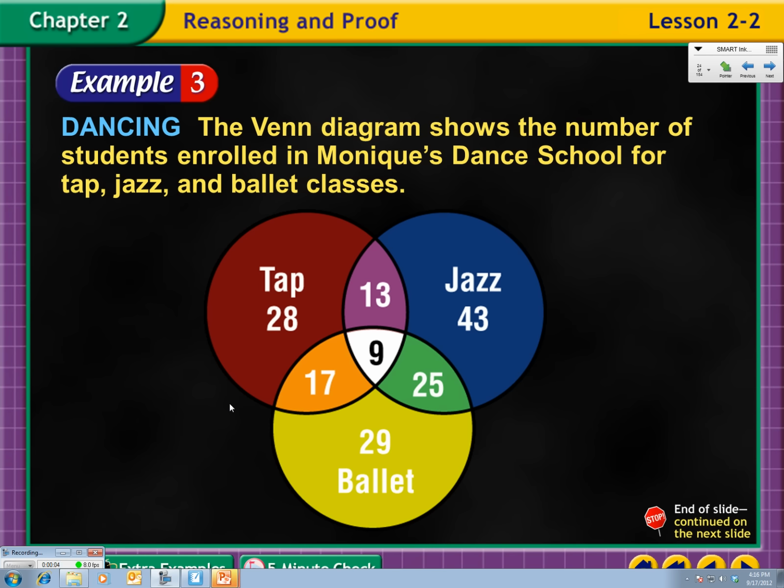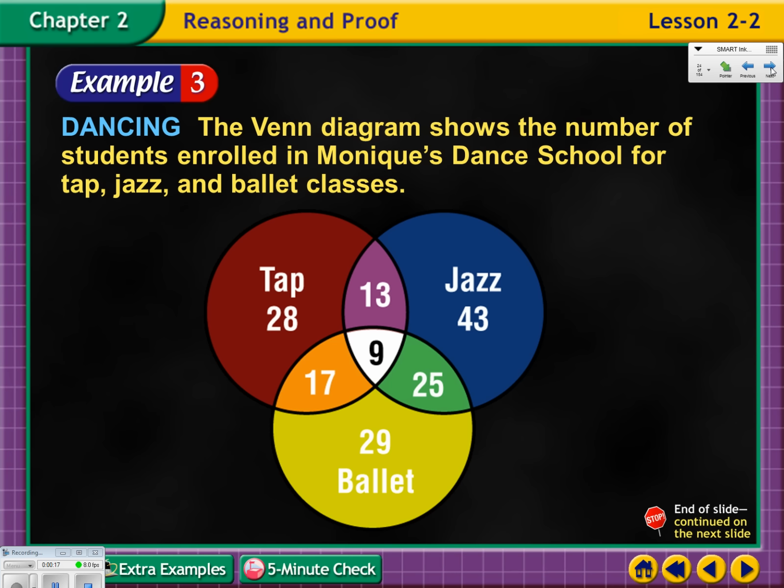Here's an example on Venn diagrams. Here's a Venn diagram regarding a dance school for tap, jazz, and ballet classes. We will discuss how these circles and their overlaps interact and what they mean to each other.